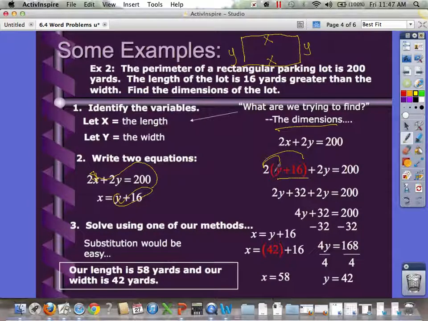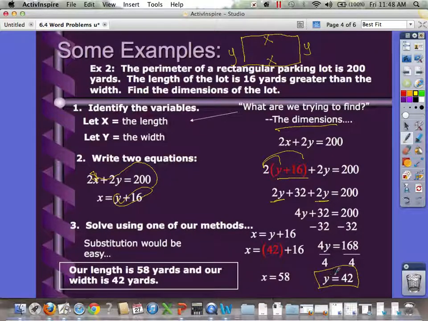Combine your like terms, your two y's. That makes 4y plus 32 equals 200. Subtracting 32, subtracting 32. That leaves me with 4y equals 168. Dividing by 4, that gives me y is 42. Okay, that's half the problem right there.